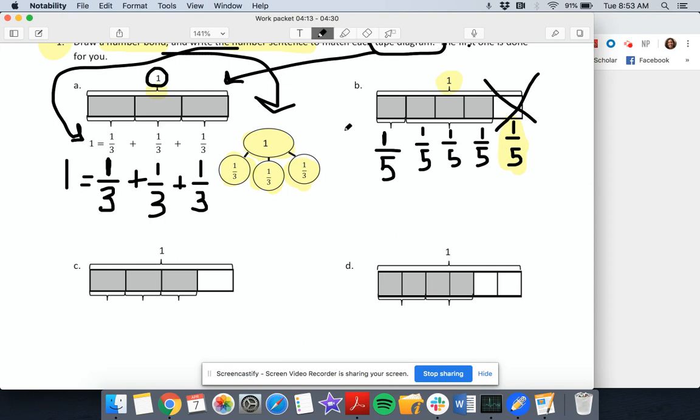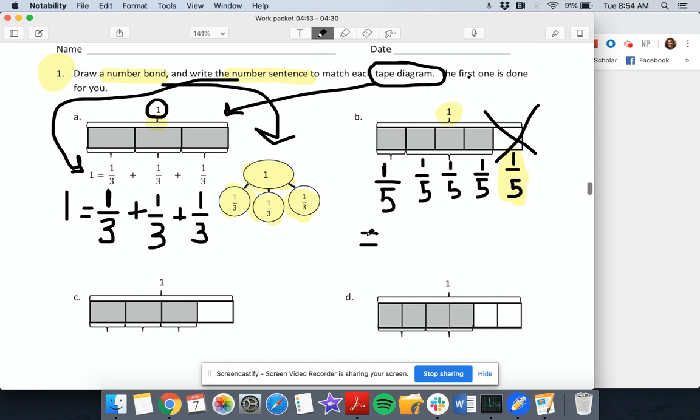Okay, so first, I'm going to write my number sentence. So my number sentence, let's start off with the sum, or answer in addition. So in this case, it's not going to be 1. Why isn't it going to be 1? Because we're not including this unshaded figure. So let's count to figure out our sum. 1, 2, 3, 4. Our shaded figures represent 4/5 of the entire figure.